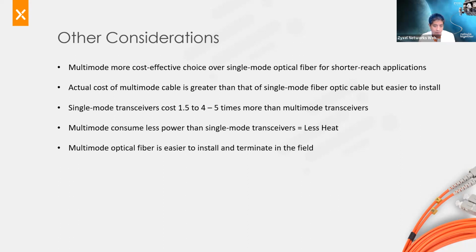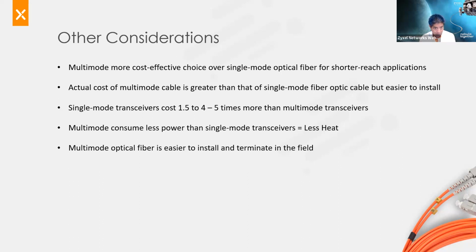I do get questions where people ask, what if I just buy a 10-kilometer transceiver and use it for anything, like universalize it? One, the cost is going to be more, but two, if you use it for shorter distances, the likelihood of burning out those transceivers is a lot higher, because you're pushing a lot of power and light through it, and it's going to burn out some of the optics potentially.